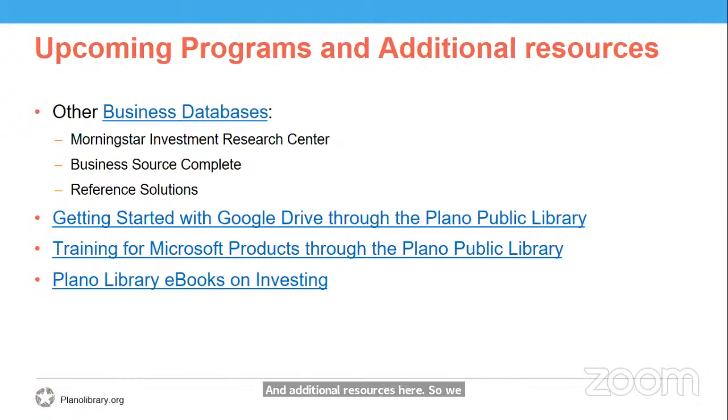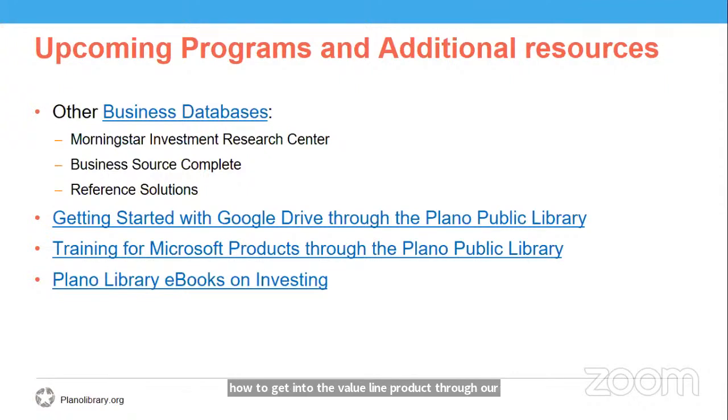So we have other databases that you have access to through the Plano Public Library website. That's the Morningstar Investment Research Center. We have Business Source Complete and Reference Solutions. We also have classes that we put on throughout each session of our programming on learning Google Drive and Microsoft Office products. And you can browse our physical or digital collection for books about investing, which we do have within the library. And then we are going to place a link into the chat for this class that has a handout that includes information on the links, the resources that we shared, and just how to get into the Value Line product through our website.